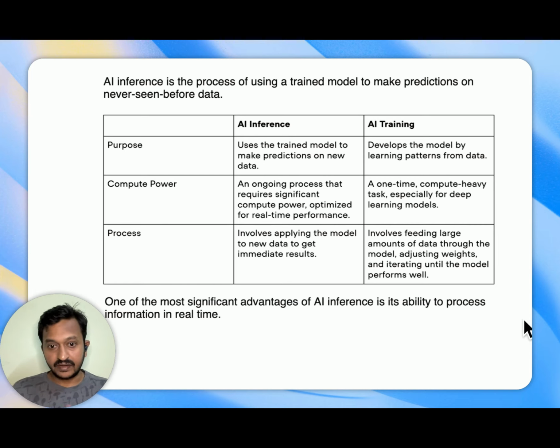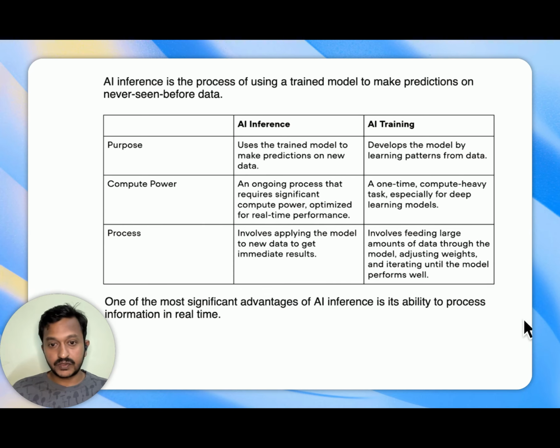the purpose in AI inference is it uses an already trained model to make predictions on new data, whereas AI training develops the model by learning patterns from the data. And the compute power in AI inference is an ongoing process that requires significant compute power, optimized for real-time performance, whereas AI training is a one-time compute-heavy task, especially for deep learning models.